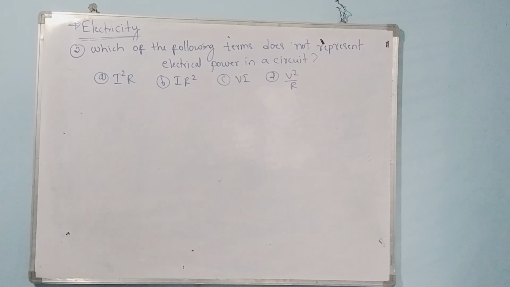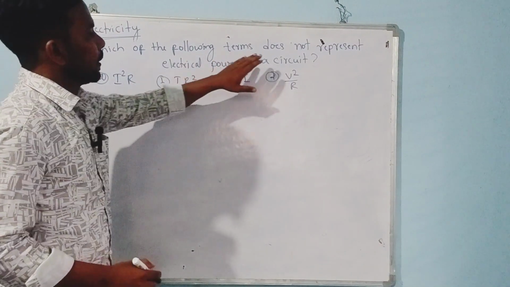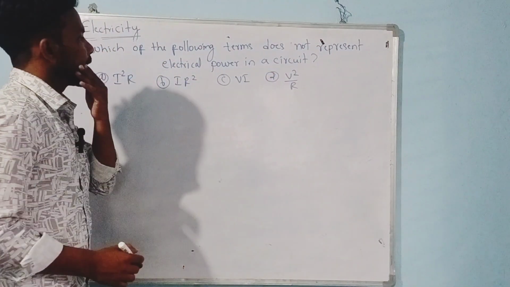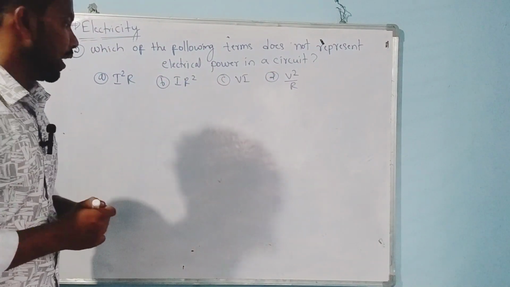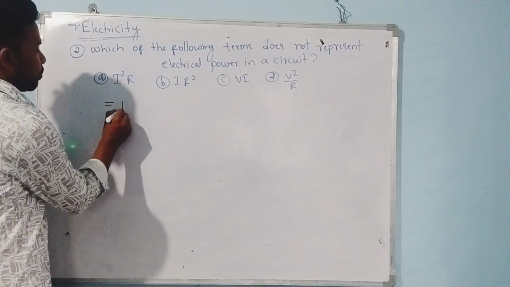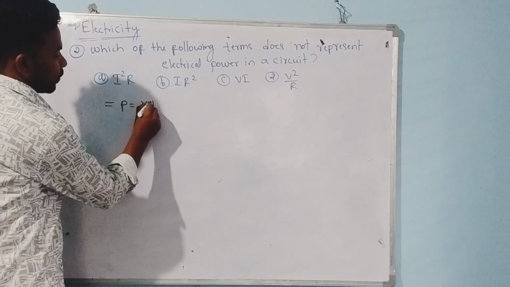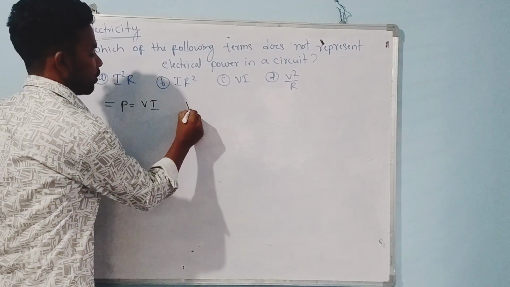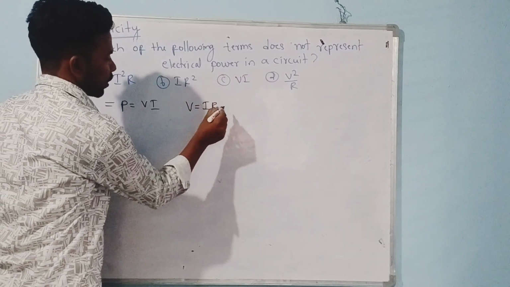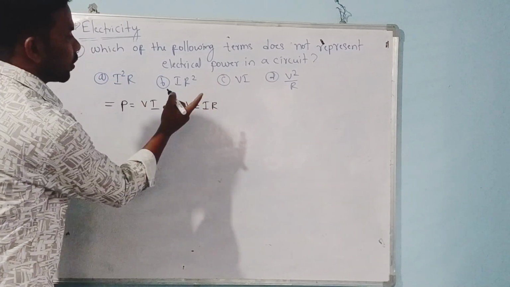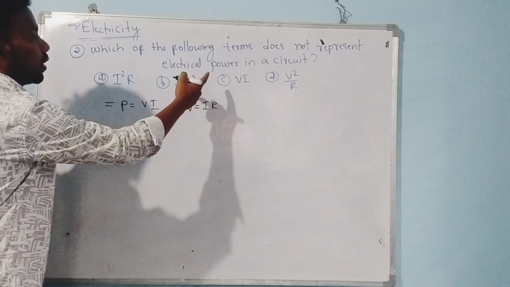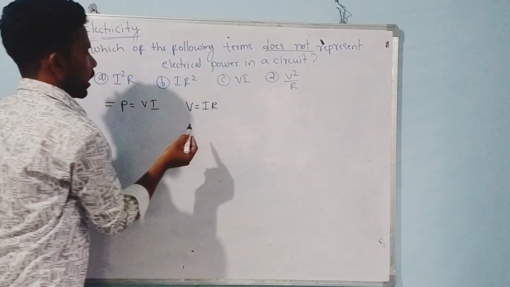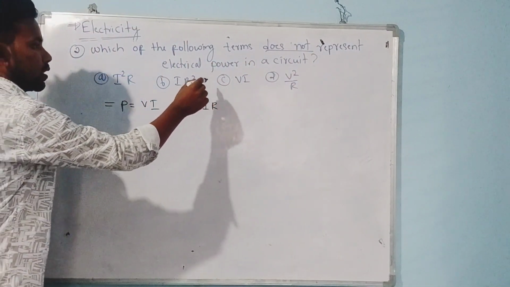Here the second question. Which of the following terms does not represent electric power in a circuit? So we have power formula, P is equal to V into I. This is a power formula. And we have also Ohm's law, V is equal to IR. They are asking which does not represent power. This is there, so this is not the answer.